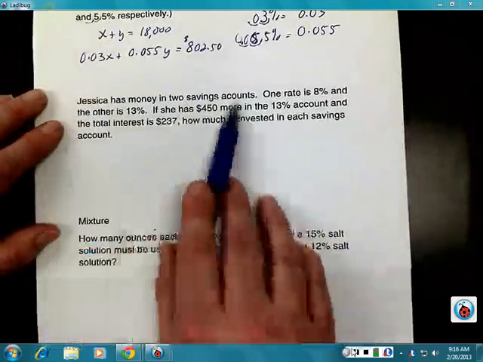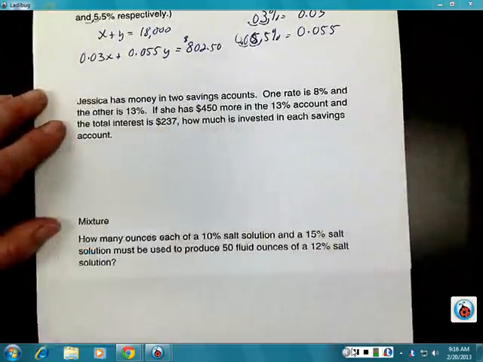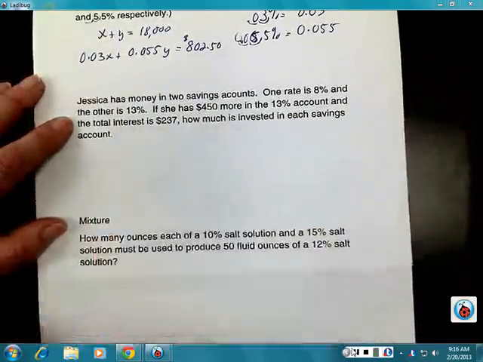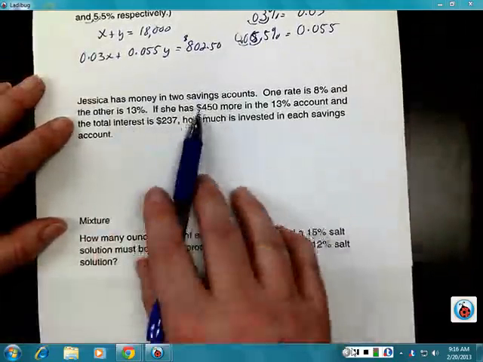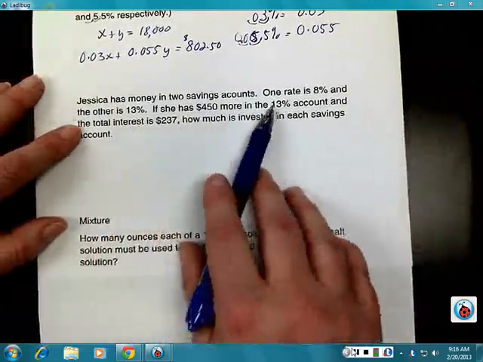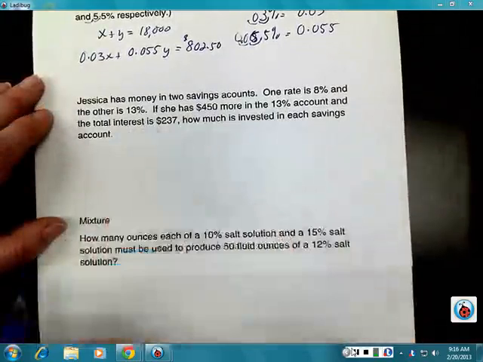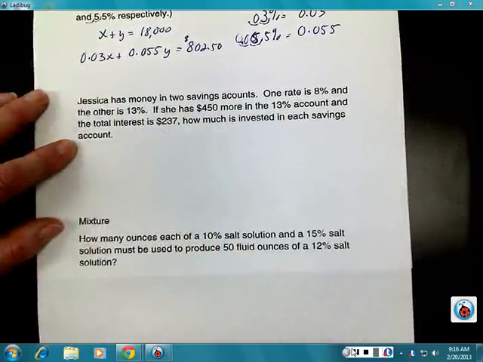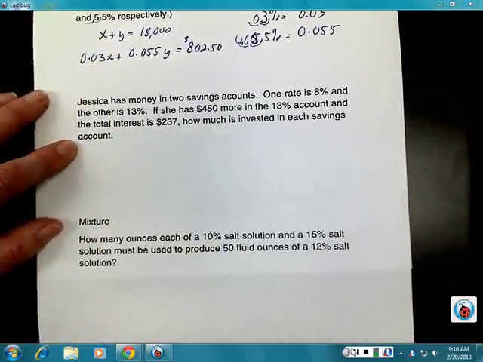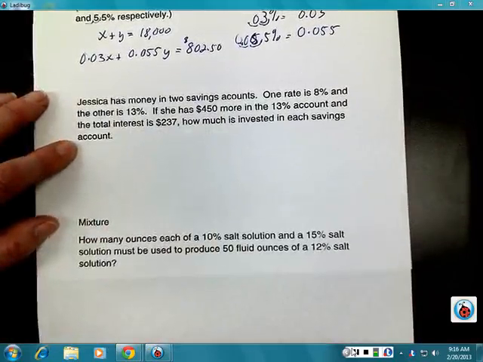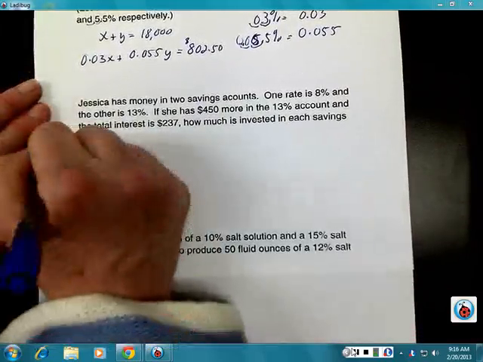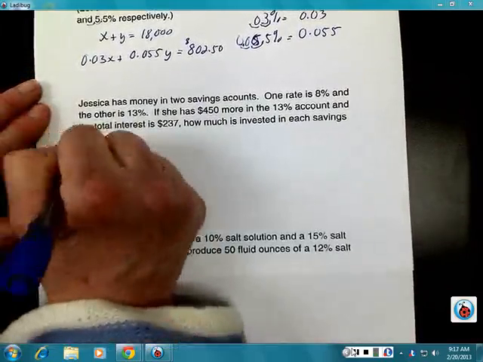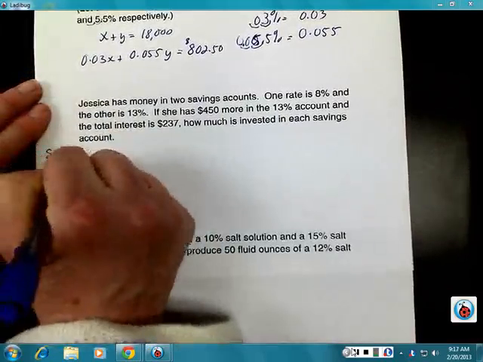Jessica has money in 2 savings accounts. One rate is 8% and the other is 13%. She has $450 more in the 13% account, and the total interest is this amount. How much is invested in each savings account? Do I know what she's investing? Not a clue. So we have 2 accounts, savings 1 and savings 2.